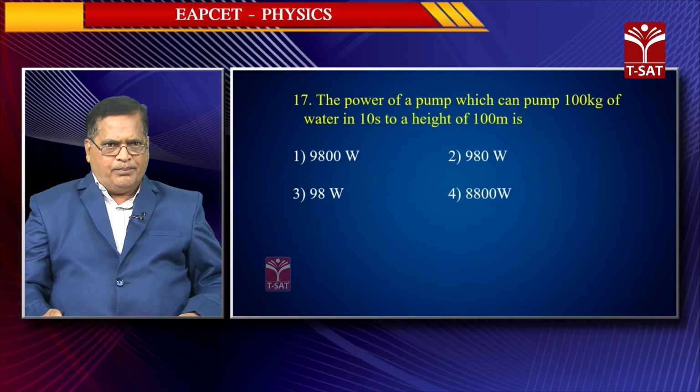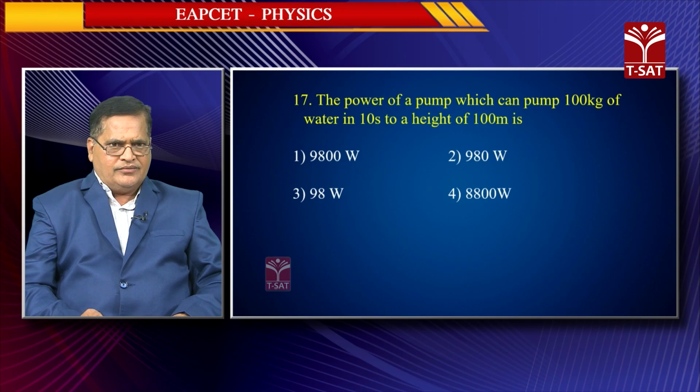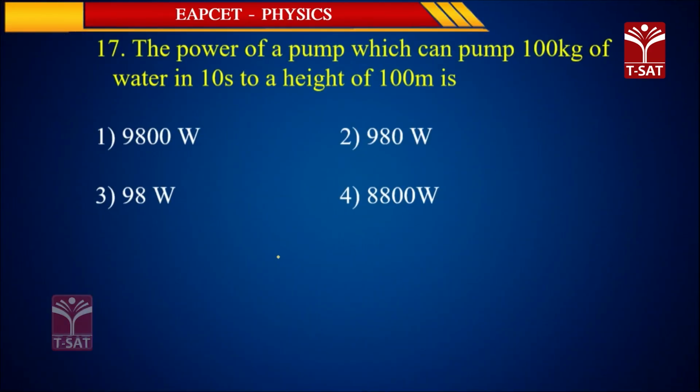And next: the power of a pump which can pump 1000 kg of water in 10 seconds to a height of 100 meter is: 9800 watt, 980 watt, 98 watt, 8800 watt. Children, you know what power is. Power P is equal to work by time. Work is mgh, so mgh by t. Mass is given. What is being asked is the power of the pump.